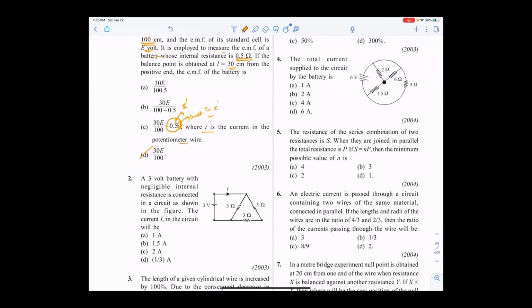Second question. A 3-volt battery with negligible resistance is connected in a circuit as shown. The current I in the circuit. If you see this, the 3 ohm resistors, though it's a triangle, this 3 and 3 are in series. So what is the sum of these two? 6. And this is in parallel with 3. So R equivalent is 3 into 6 by 6 plus 3, 18 by 9, which is 2. So R equivalent is 2. So what is the current I? I is equal to V by R, 3 by 2, 1.5 amperes. These two are in series, guys. So I comes here, it gets divided as I1 and I2. I2 goes this way. Is that clear? 1.5 amperes.